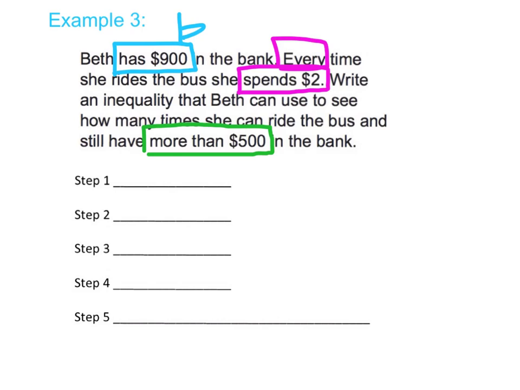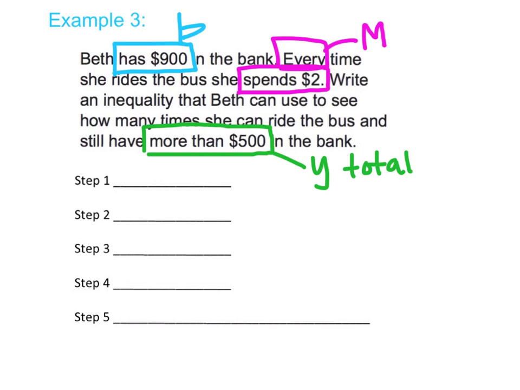If you see the clue words each, every, per, several, many, that's your clue word that your number is going to get multiplied. So $2 has the word every beside it, so that's the number I'm going to multiply with. At the end of the problem, it says I still want to have $500 left in the bank, so this is going to be the total amount of money that I need when I finish riding the bus. It also has the words next to it that say more than, so that's going to be the symbol that I use.